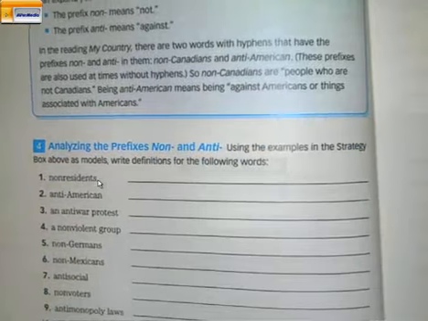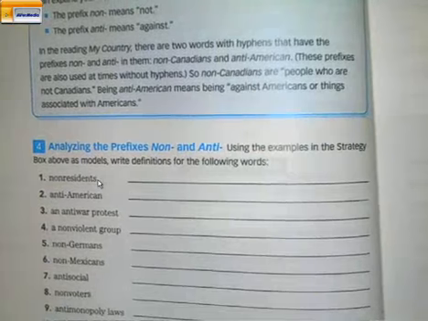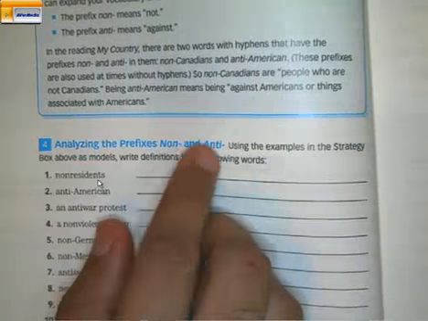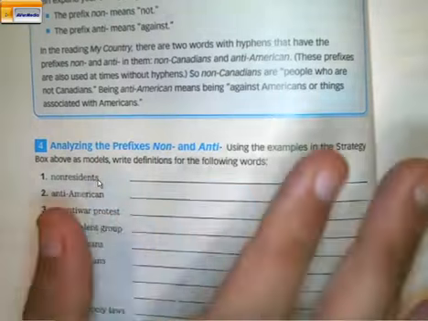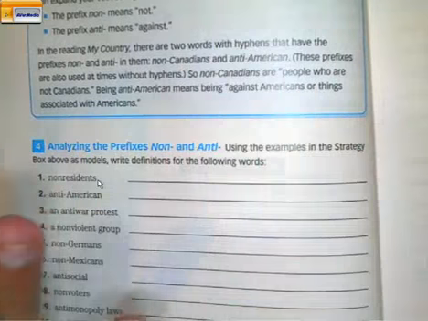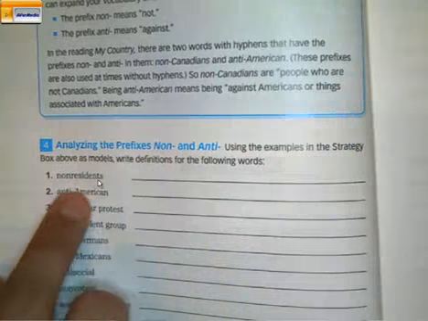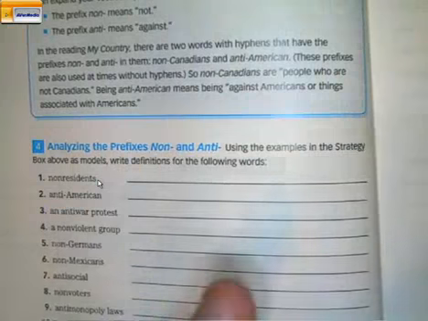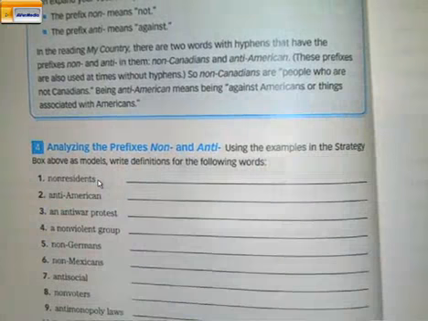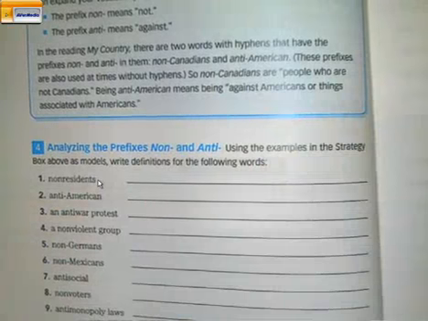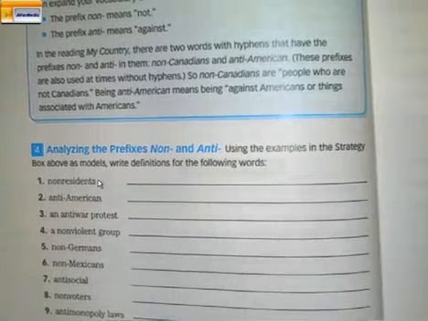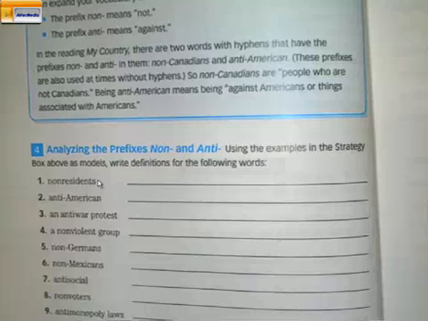Now we are going to analyze some prefixes and some suffixes. We will start with prefixes, which are non and anti. Non means not, anti means against. So number 1, non-resident. It means people who are not residing in this country. So if you go to live in the United States or the UK, you are a non-resident. Why? Because you live in Saudi Arabia. So non-resident means you don't live there.